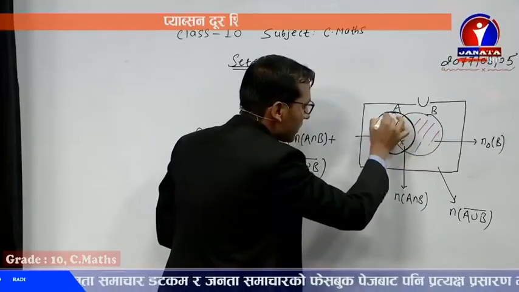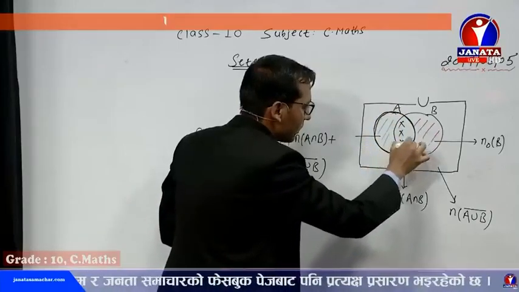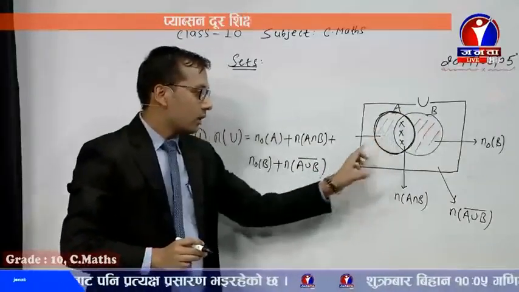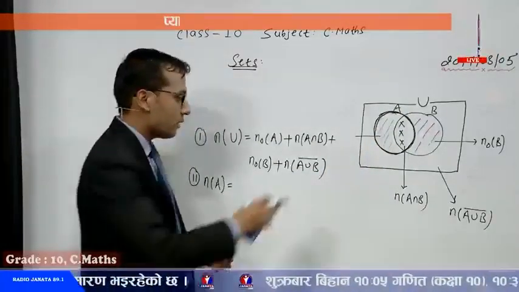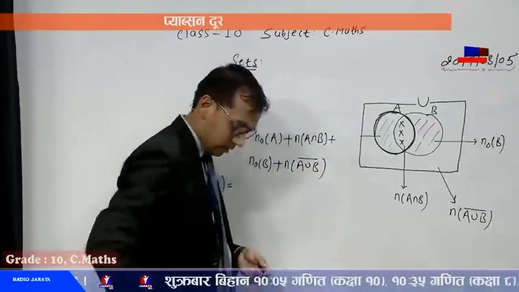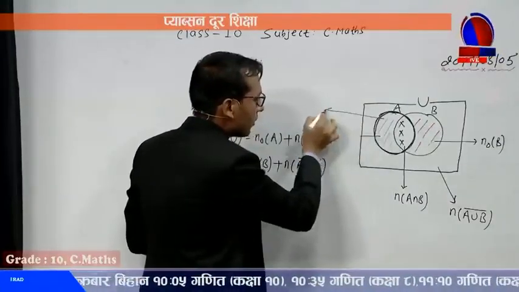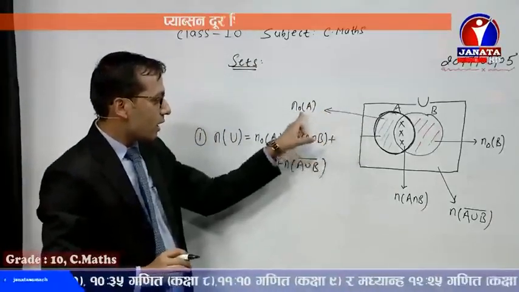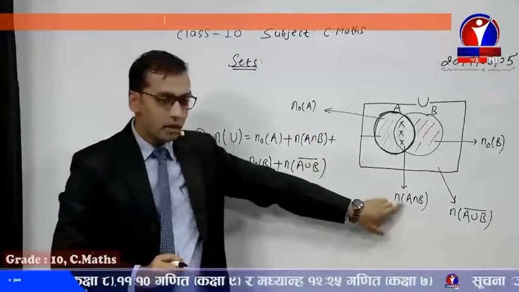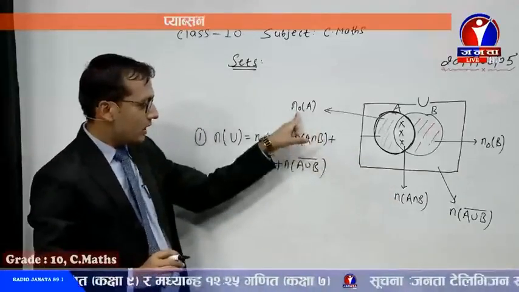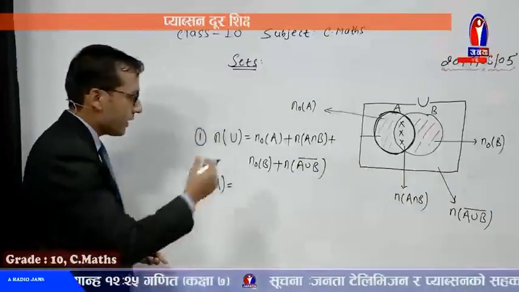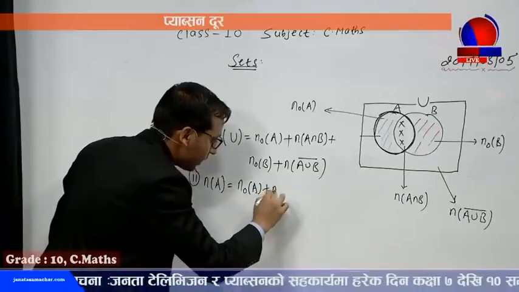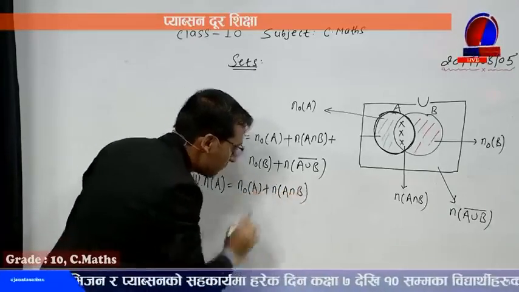Look at the complete set A. So this is set A. Here are two different regions under set A. So these two different regions are n only A and intersection. So let's write n only A plus A intersection B.